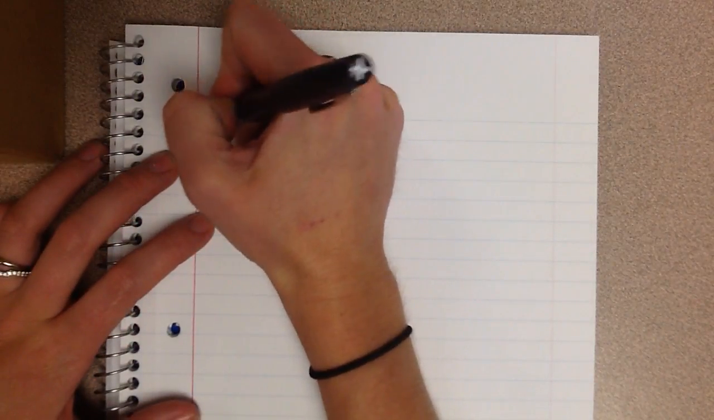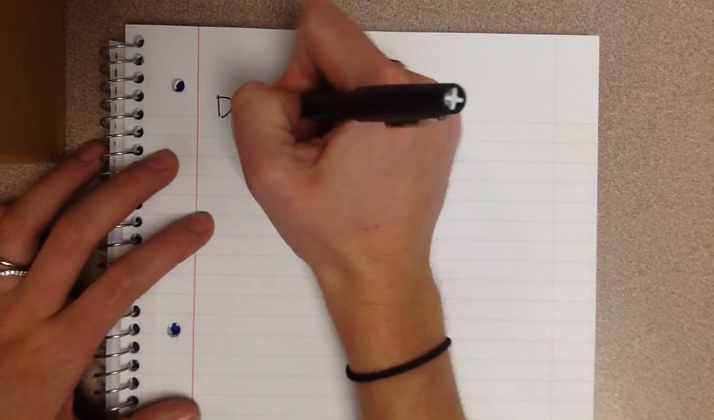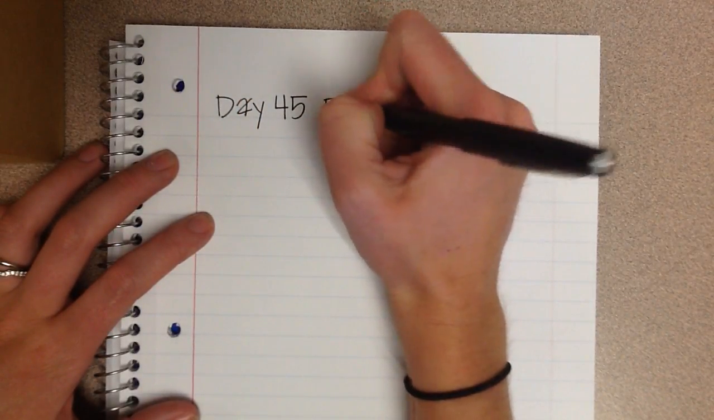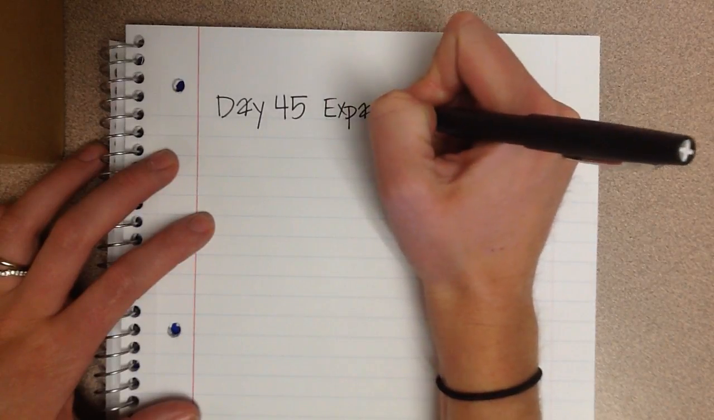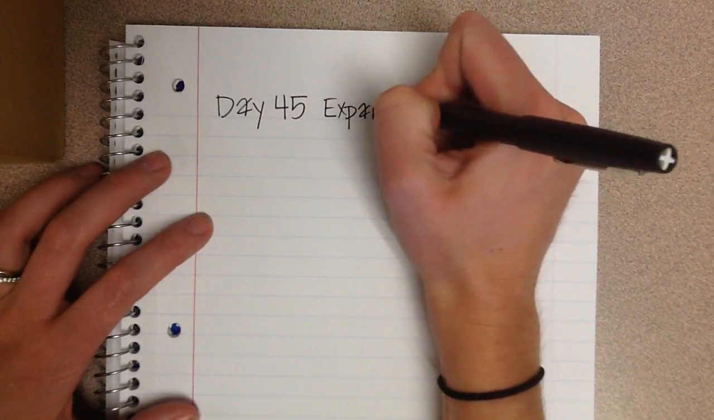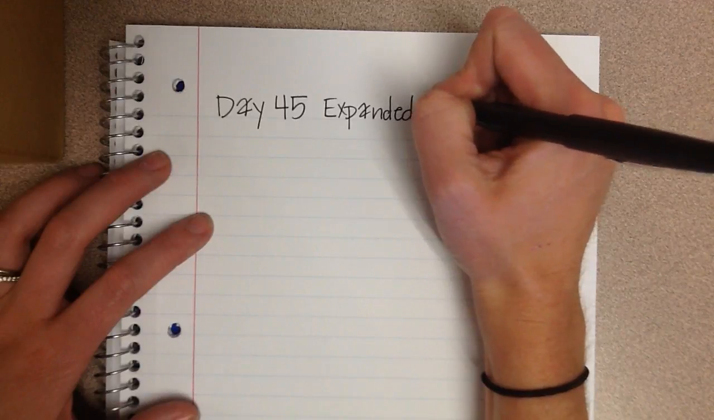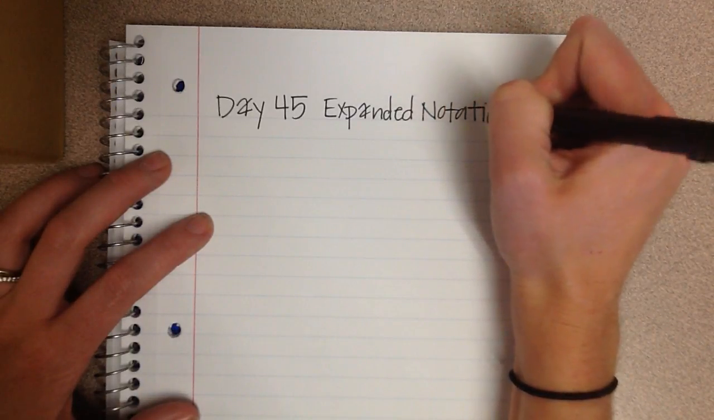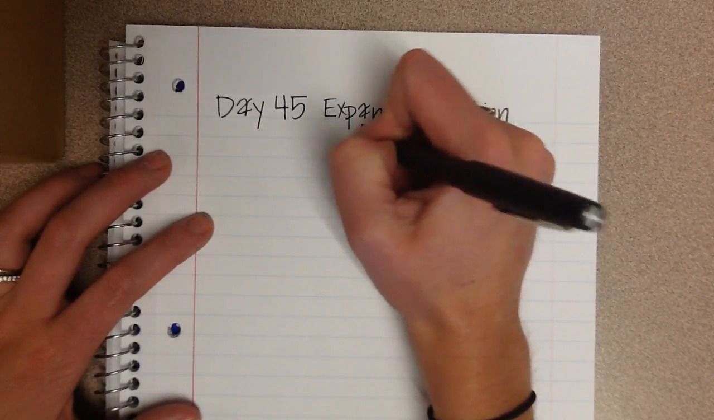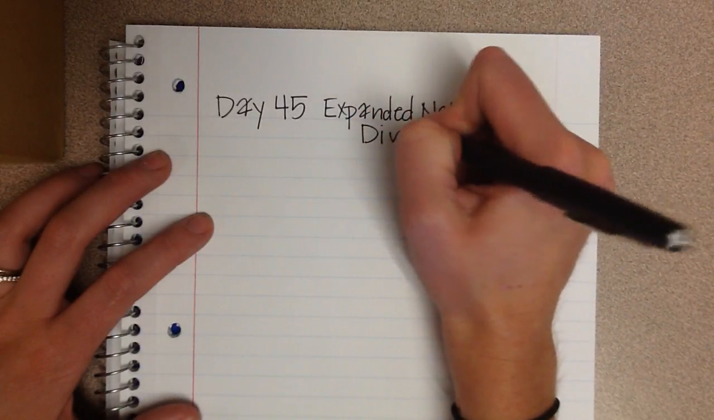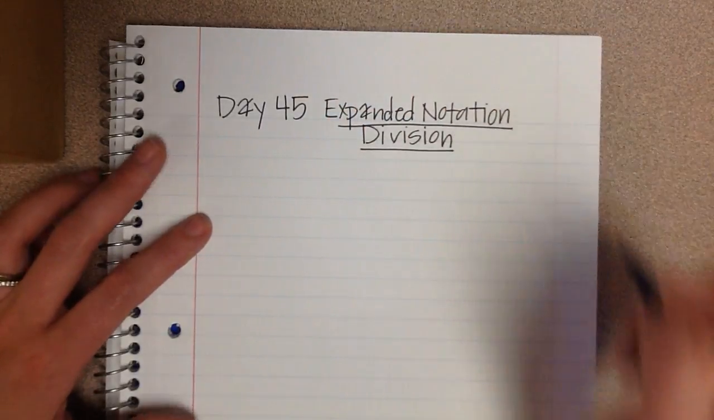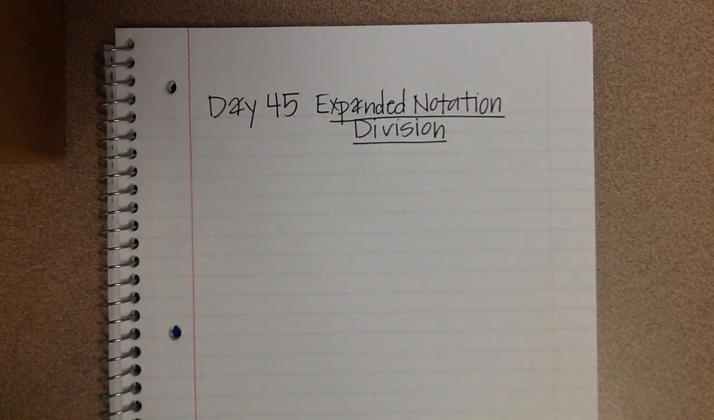Okay, today we're going to do day 45. And it's called Expanded Notation Division. Now, this is probably going to be the one that looks most familiar to your parents.